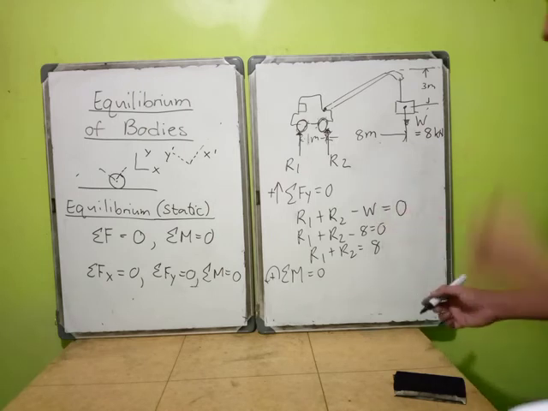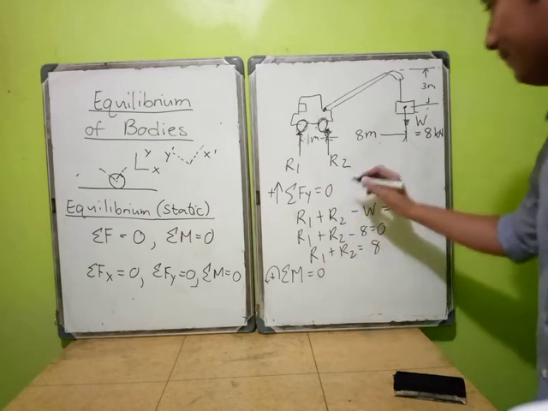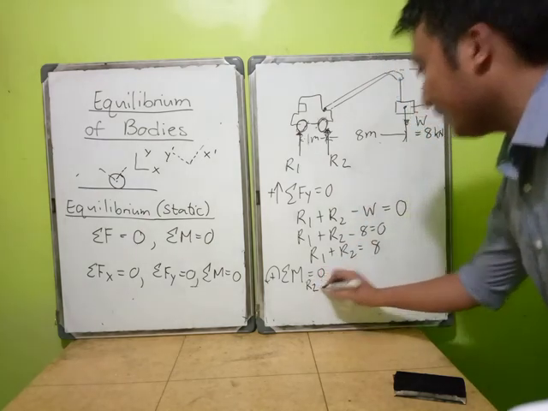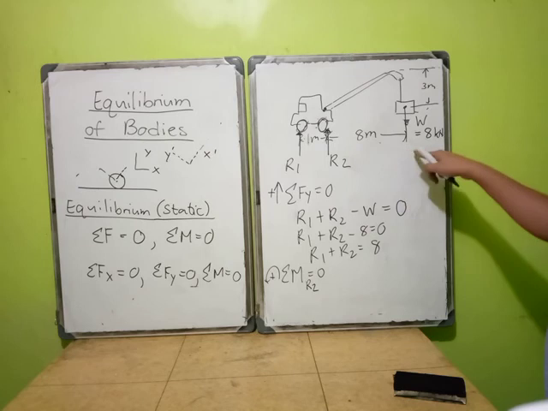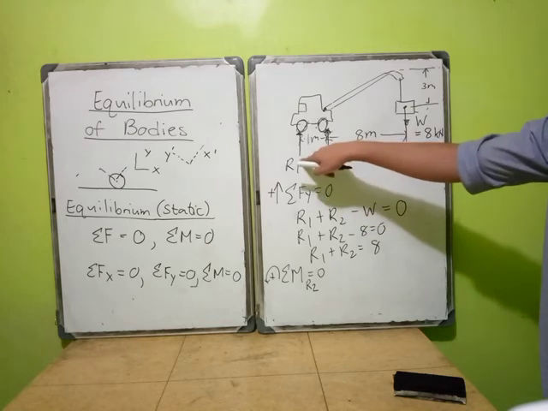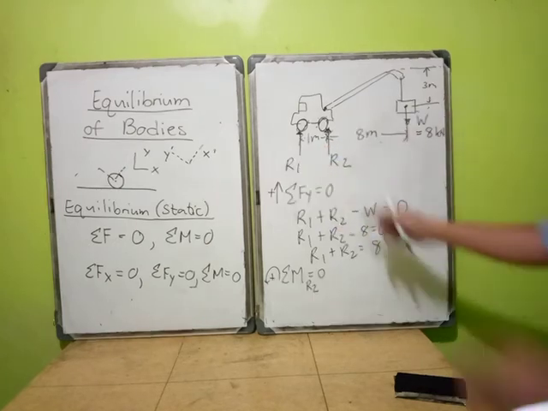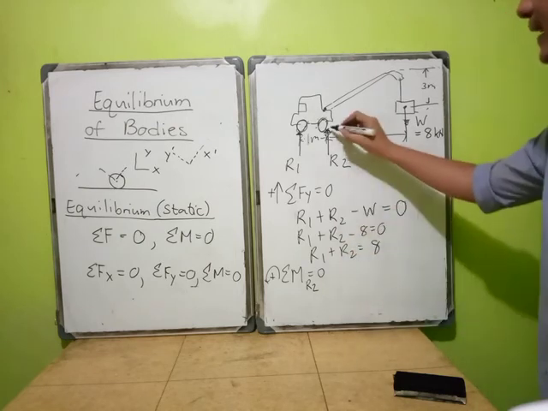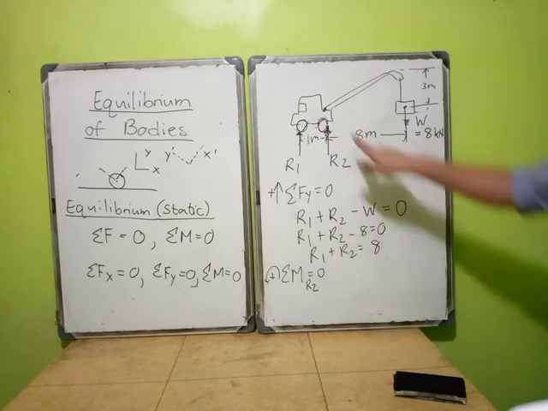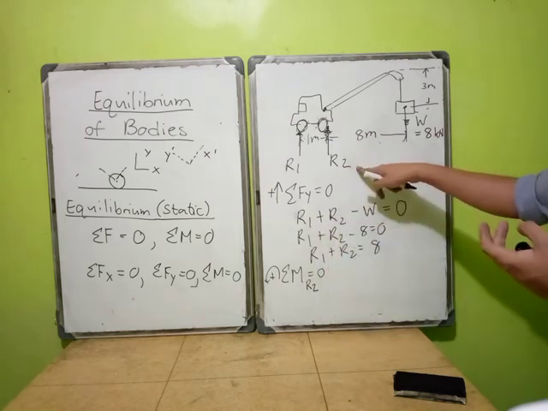So, that's the concept. So, ako, pipiliin ko to si R2. Mag-summation tayo kay R2, para makita natin kung positive, kung tama ba yung assumption natin na pataas siya. Okay. Summation of moment at R2, so ibig sabihin, sum up moment at R2 is equal to 0.